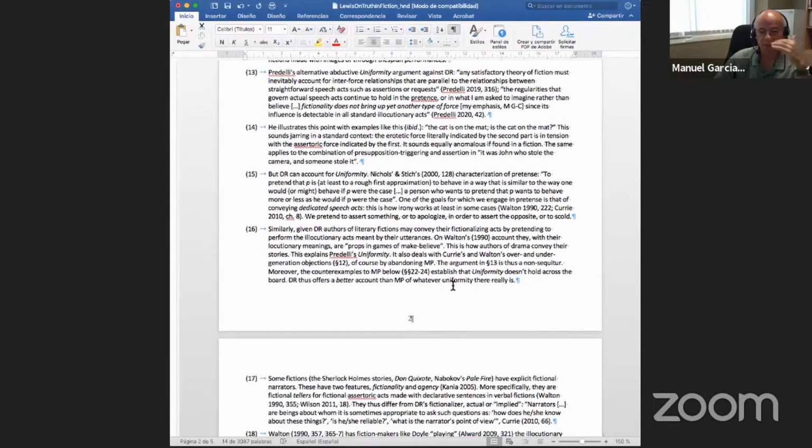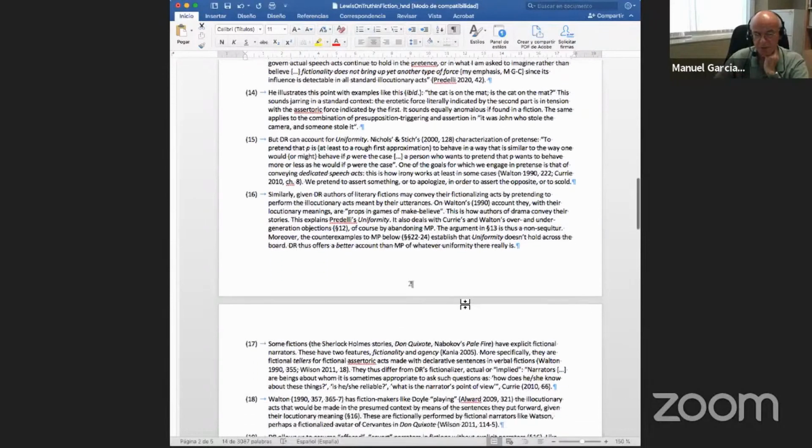Given DR, authors of literary fictions may convey their fictionalizing acts by pretending to perform the locutionary acts meant by their utterances. In fact, on Walton's account, the authors of literary fictions use the locutionary meanings of the sentences that they use, as Walton puts it, as props in games of make-believe. Or the authors of drama just have actors pretending to perform speech acts, and this is one recourse that they use to create their stories.